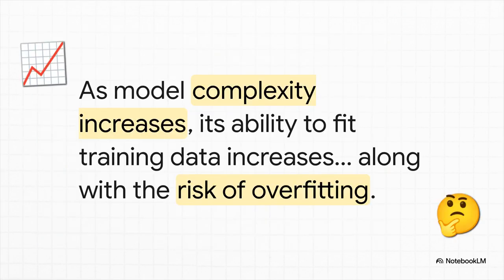And here's the thing. As we make our models more and more complex, adding more features or adding more layers to a neural network, we give them more power to do this. They get so powerful, they can start memorizing every little detail in the training data, including all the random noise and weird quirks, instead of learning the general patterns we actually care about.